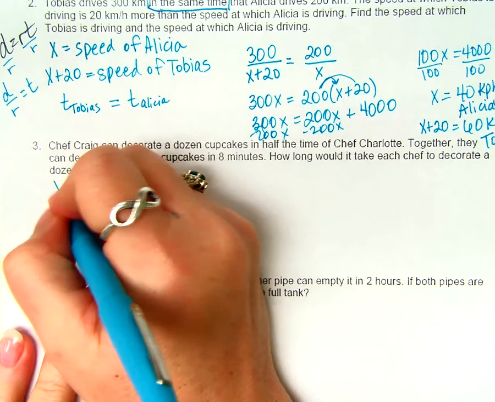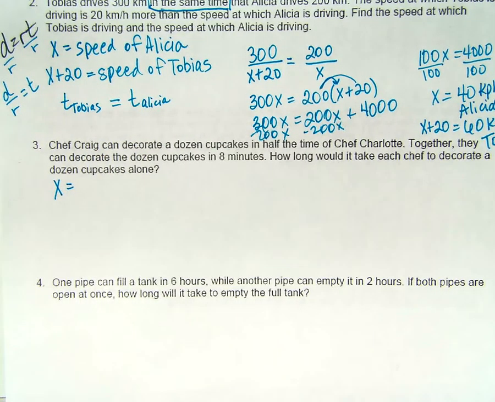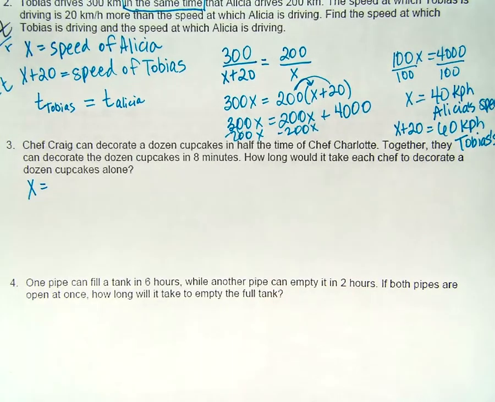X. And what's X going to stand for in this problem? First of all, how many things am I going to have to find in this problem? Two, right? I'm finding two things. One of them is Chef Craig's time, and one of them is Chef Charlotte's time. So which one do you want to stand for X?